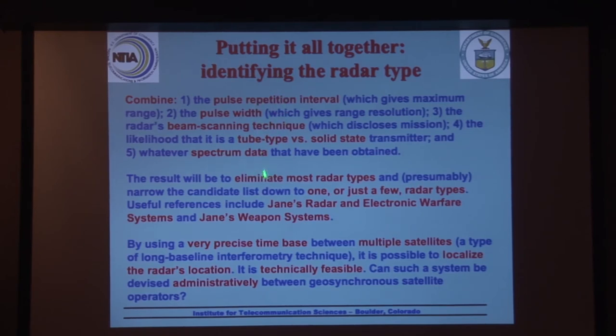the first thing you can do is eliminate most radar types. Most radar types won't have that particular rep interval, pulse width, beam scanning technique, transmitter type, and possibly whatever spectrum you've got. They won't, okay? The very fact that you can eliminate most radar types means that now you've narrowed your candidate list down to hopefully one or a few radar types.